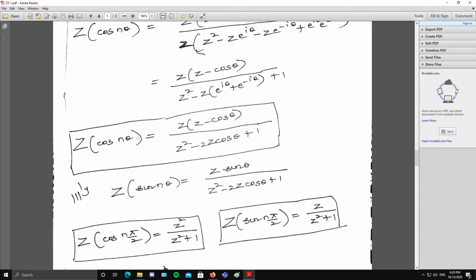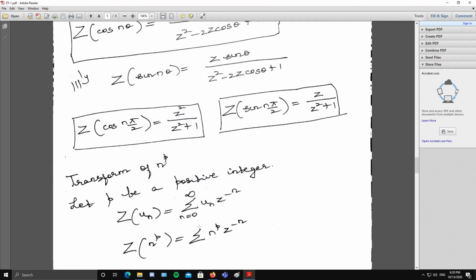Now z of cos n pi by 2: if theta is pi by 2, you know that cos pi by 2 is 0, so you will get z square by z square plus 1. Z of sin n pi by 2: sin pi by 2 is 1, and cos pi by 2 is 0, so z by z square plus 1. So remember these two formulas.